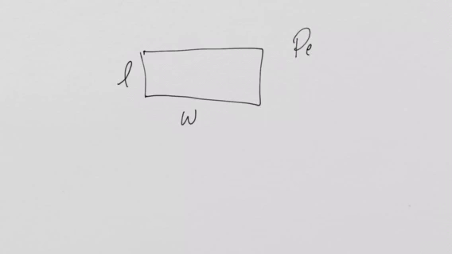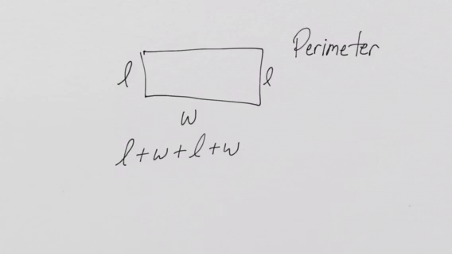What if we had to find the perimeter of this rectangle? What would we do? Well, we would add up all the sides. We would have length plus width plus length plus width to make sure that we get all four sides. Well, could we do this? Could we do length plus width plus width? Yeah, in addition, it's okay if you move things around.